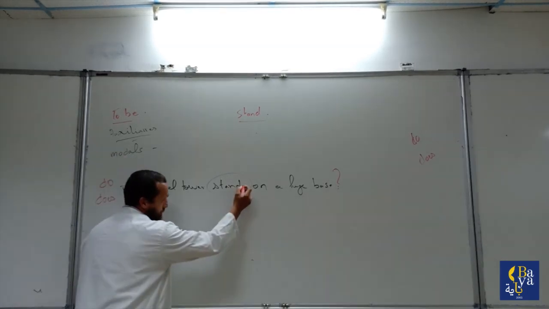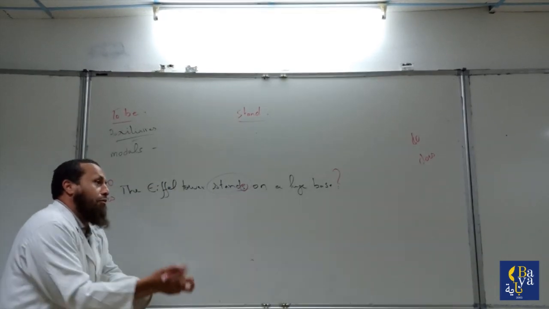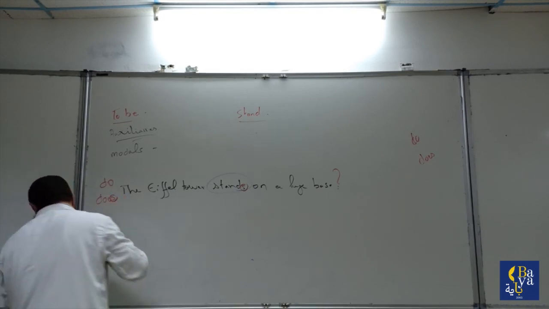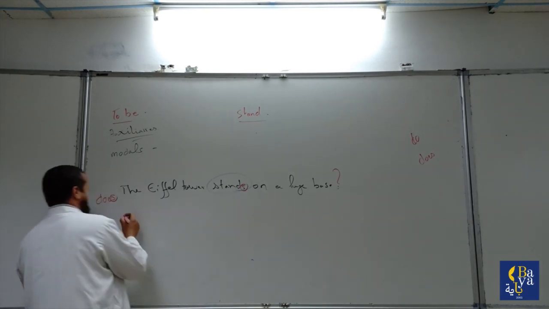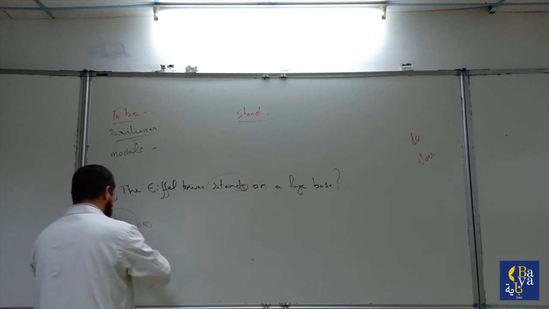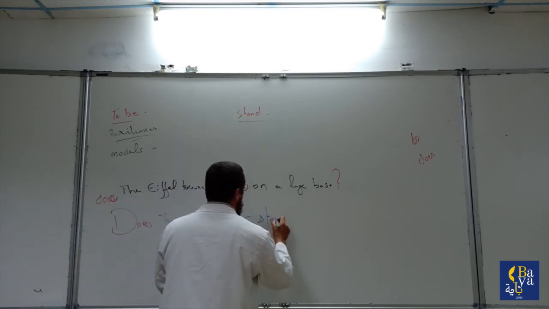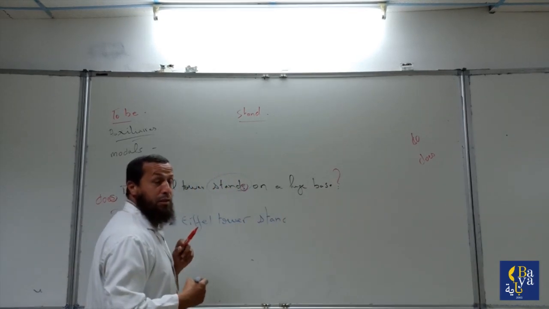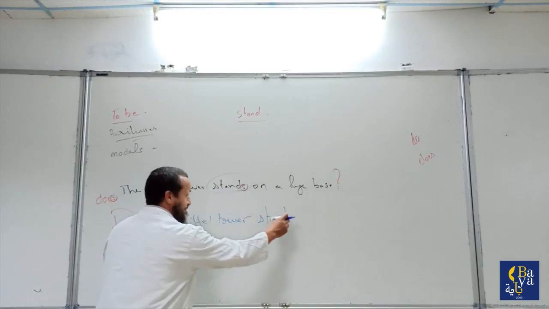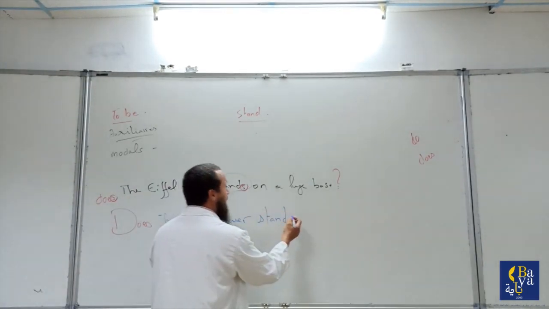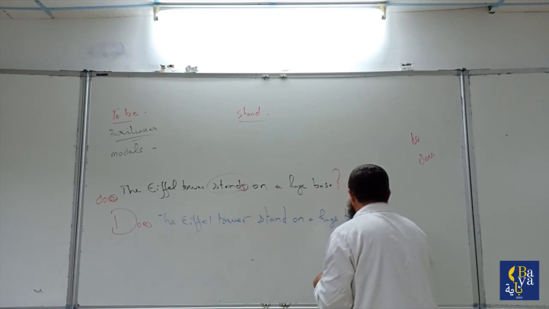Because, yes, on the verb. The verb has got an S, so the auxiliary verb, which is does, with S. And this one here is not used. The sentence becomes: does the Eiffel Tower stand or stand? Stand. Where's the S? It's here. Okay? This S is here. Does the Eiffel Tower stand on a huge base? And question mark.